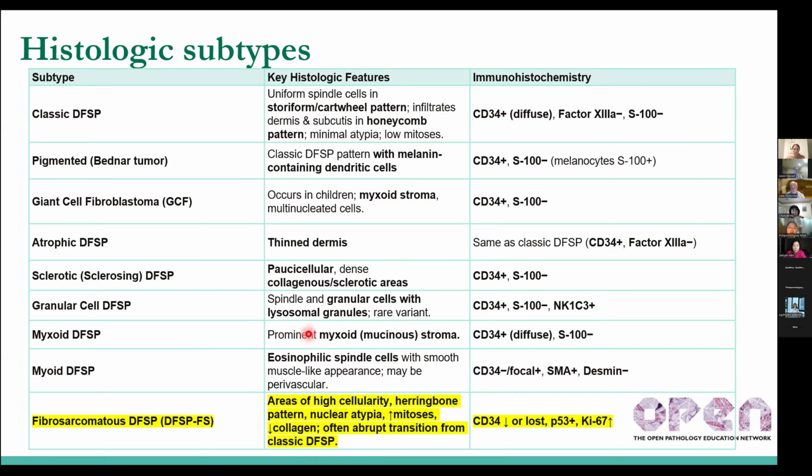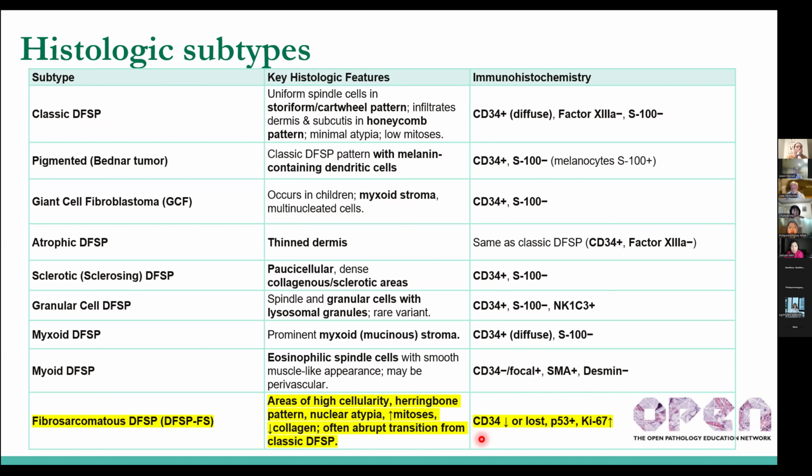And for a myxoid, of course, it has prominent myxoid stroma. Myoid contains a smooth muscle-like appearance, may be perivascular, and it can be positive for SMA and focally positive for CD34. And then here's the subtype that I wanted to focus on, which gives a worse prognosis for DFSP.